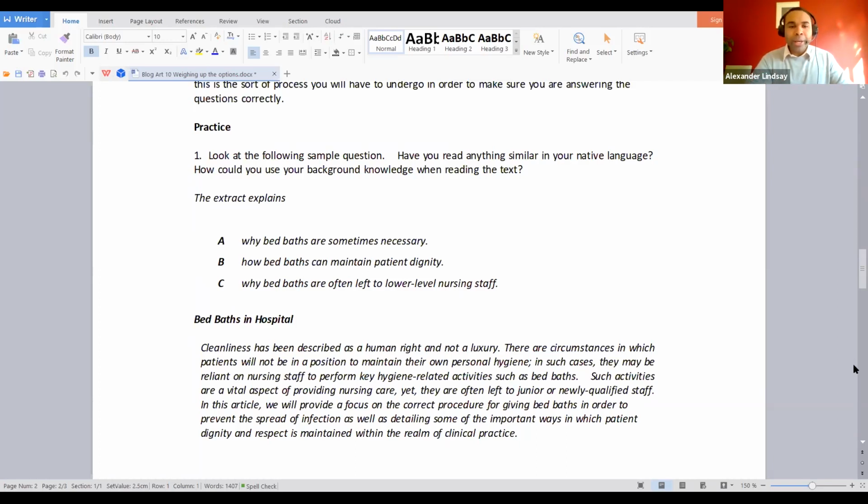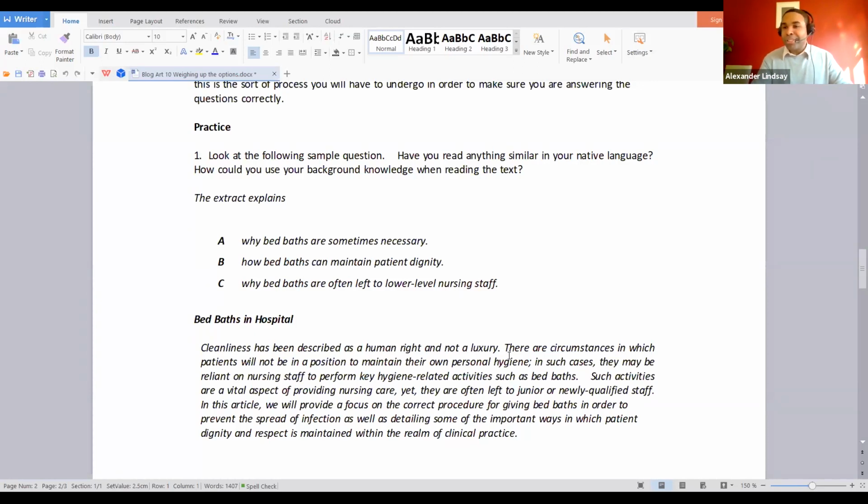Okay, so any ideas then? Do you think that this is the sort of thing that you might find in an email exchange, for example? Okay, so Elijah's saying a memo, notice, possibly. Okay, so we've got someone who's answering the question already. Yeah, article. I think some kind of article, isn't it? If you have a look at it, it's got a little introduction: "Cleanliness has been described as a human right and not a luxury." So some kind of medical article, which is providing information in relation to, in this case, bed baths.